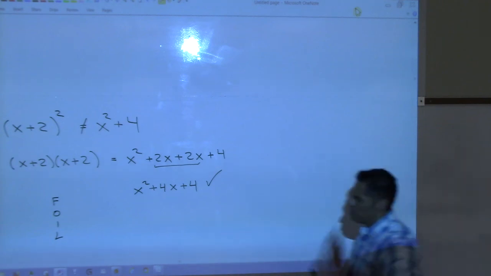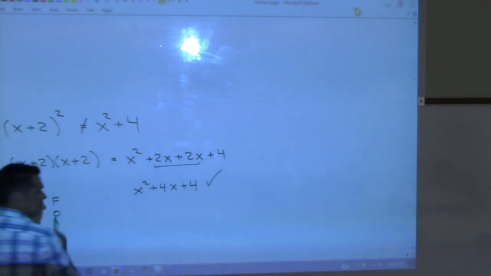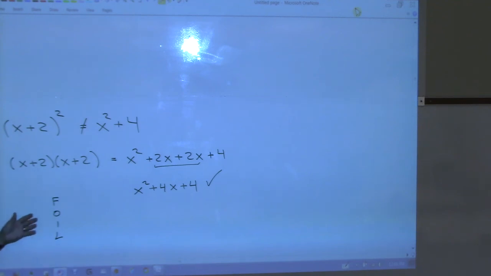How many of you, show of hands real quick, have seen this FOIL thing? Right? Do y'all like that? Is that okay? So I want to kind of justify why it is that we have to do this and not this. I'm going to try and see if this makes any sense to you.